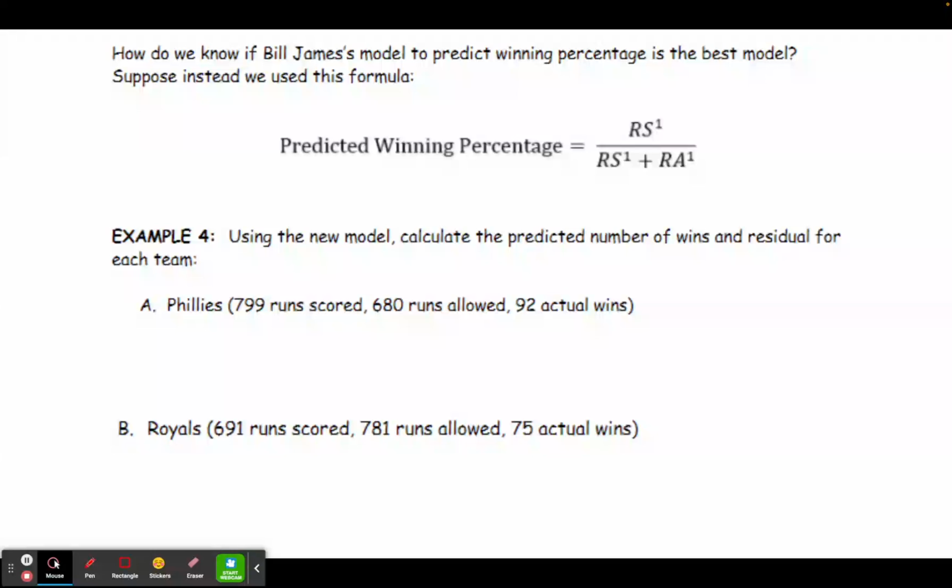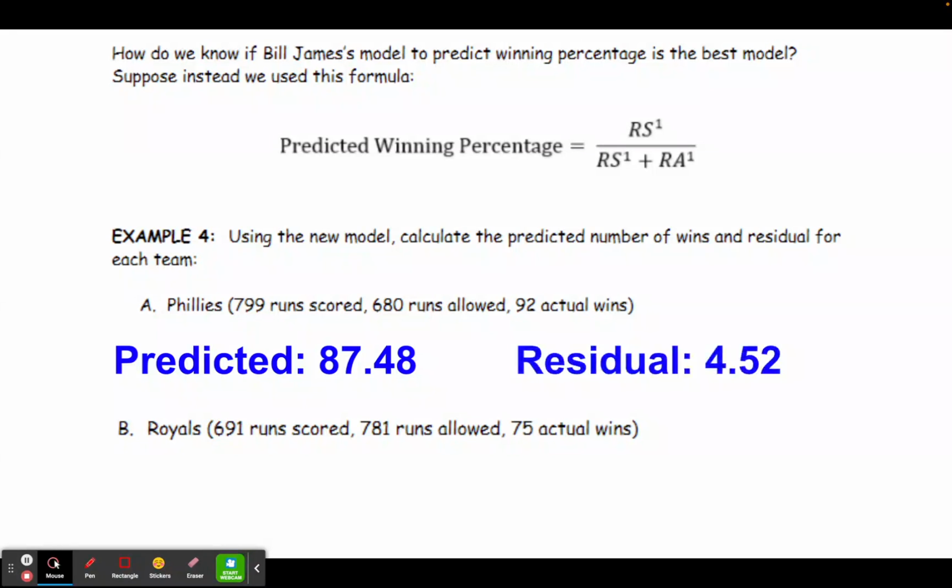Again, for the Phillies, we had 799 runs scored, 680 runs allowed. So if I take those numbers and plug them into that new formula with runs 799 in the numerator, and then the denominator would be 799 plus 680, that would give me the winning percentage. And then when I multiply that by 162 games, I get a predicted number of wins of 87.48. Now they actually had 92 wins. So if I do 92 minus that 87.48, that gives me a residual of 4.52.